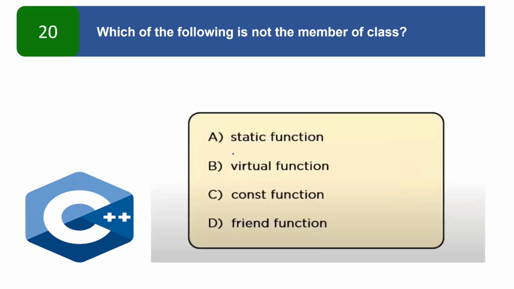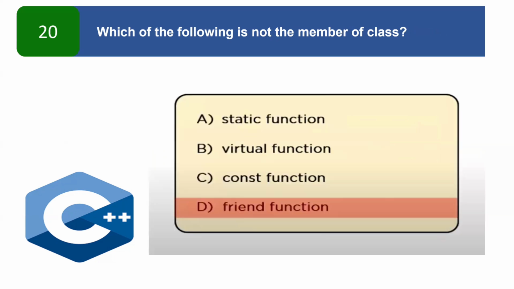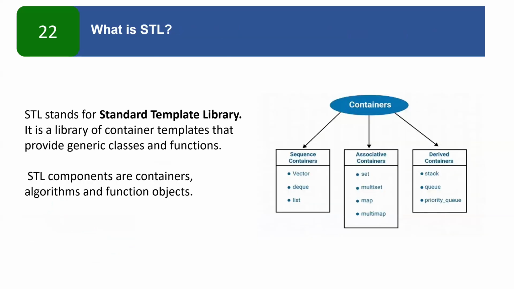Question 20. Which of the following is not a member of a class? Answer is friend function. Question number 21. Question 22. What is STL? STL stands for Standard Template Library. It is a library of container templates that provide generic classes and functions. STL components are containers, algorithms, and function objects. Containers: sequence container, associative container, and derived container.